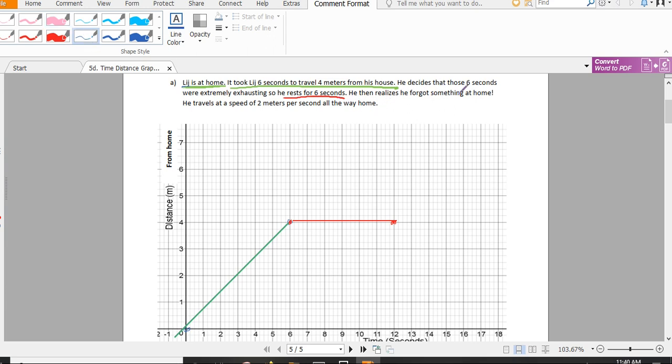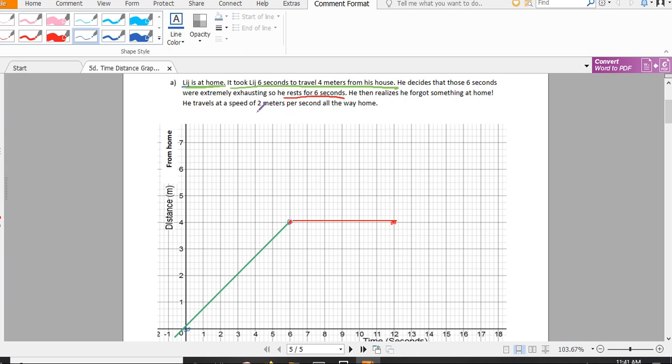He then realized he forgot something at home. So, he forgot something at home, which means he wants to go back to 0 meters, right? So, would I go straight down? No. Unless I can teleport, which takes no time, there's no way for me to go from 4 meters from home to 0 meters from home in no time.